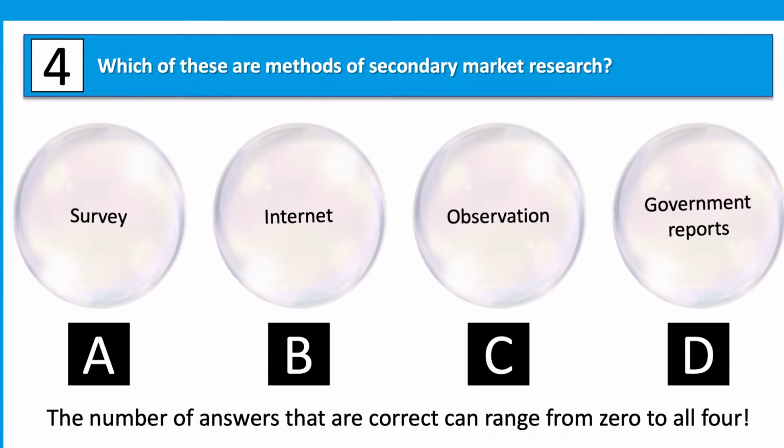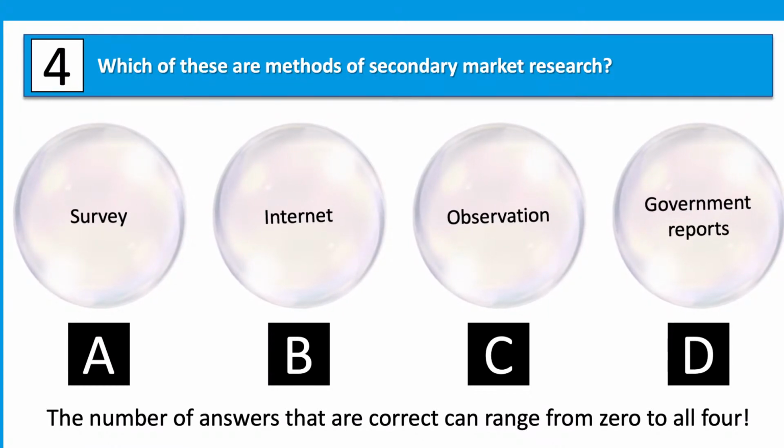Which of these are methods of secondary market research? We've got survey, internet, observation, and government reports. Remember, the number of correct answers can range from 0 to 4. Have a go. Give me your answers, please. Good to see some interaction between teachers and students on the chat window as well.